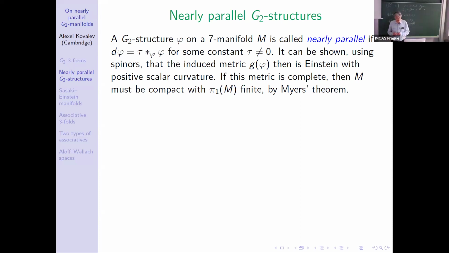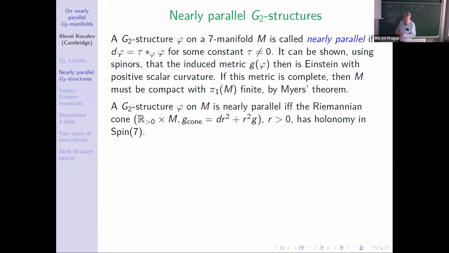Now one can further show that if indeed this nearly parallel equation is satisfied, then the metric is Einstein with a positive scalar curvature. So in particular, the Ricci curvature is positive definite. And if the metric is complete, then a standard result in Riemannian geometry known as Meyer's theorem or Bonnet-Myers theorem says that M must then be compact with finite fundamental group. So that's a little bit of the implied topology.